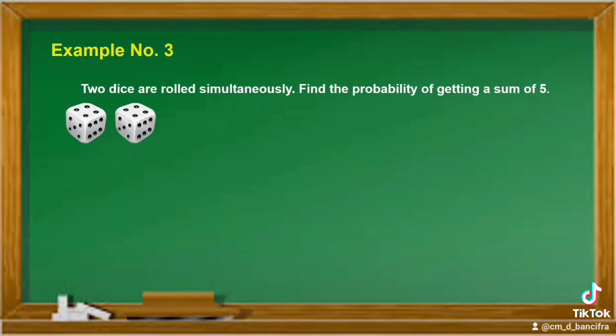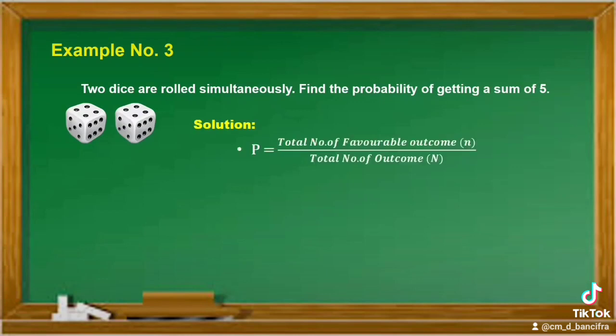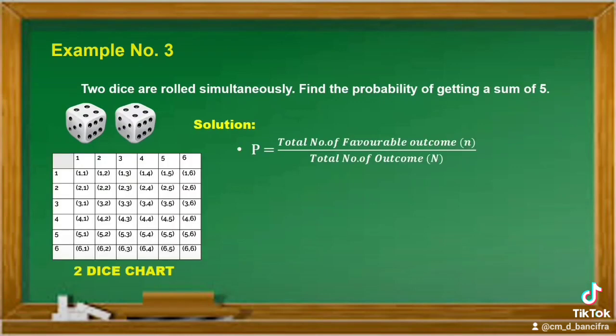So, let's have example number 3. Two dice are rolled simultaneously. Find the probability of getting a sum of 5. So, gamit ulit yung formula and the two dice chart. So, alam naman na natin na ang total number of outcome is 36. And ang total number of favorable outcome naman, which is the sum of 5. Base dito sa two dice chart, we have 4 ways.